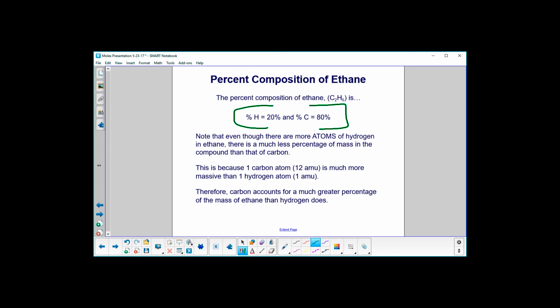Note, and we said this a couple slides ago, there are more atoms of hydrogen, but there's much less percentage of mass in the compound than of carbon. That's because 1 carbon atom is 12 AMU, and 1 hydrogen atom is only 1. So carbon accounts for a much greater percentage of the mass of ethane than hydrogen does, even though there are more hydrogen atoms.